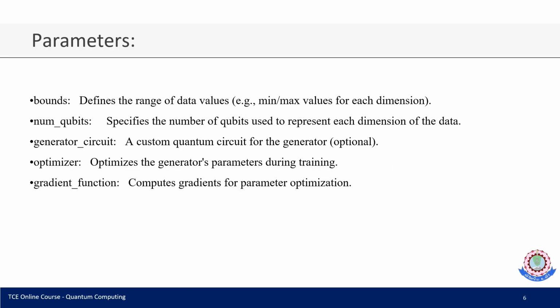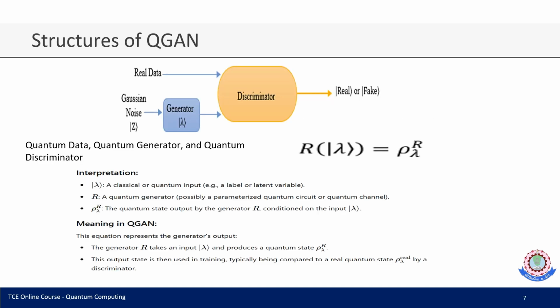When we discuss the parameters, the first parameter is bounds, which defines the range of data values. Next, num_qubits specifies the number of qubits used to represent each dimension of the data. Generator circuit is a custom quantum circuit for the generator, and it may be optional. Next is the optimizer, which optimizes the generator's parameters during training. Next is the gradient function, which computes gradients for parameter optimization.